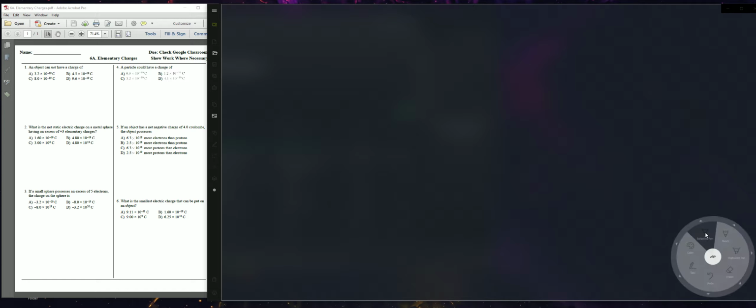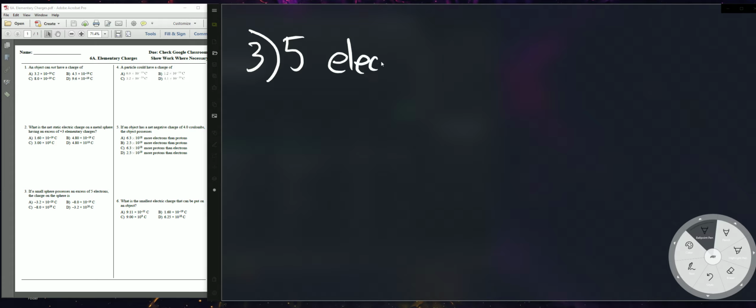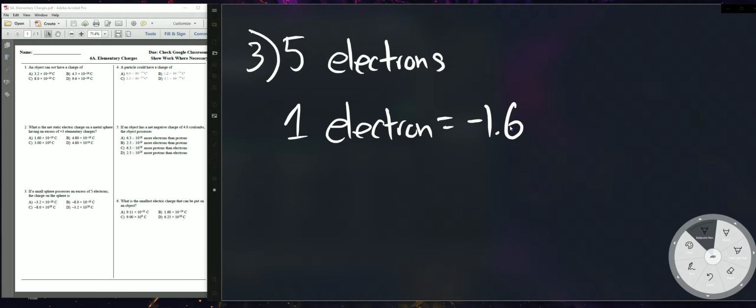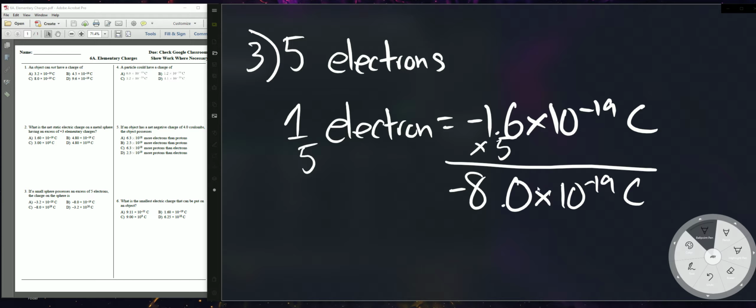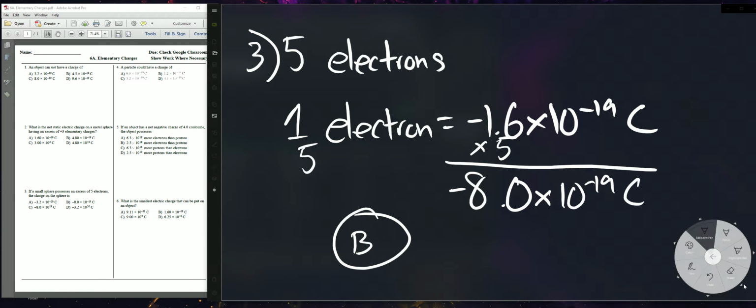All right. Now let's take a look at number 3. A small sphere possesses an excess of 5 electrons. The charge on the sphere is what? We know the charge on one electron is negative 1.6 times 10 to the negative 19 coulombs. Well, 5 electrons is going to give you a charge of negative 8 times 10 to the negative 19 coulombs, right? You multiply this by 5. So the answer choice is B.